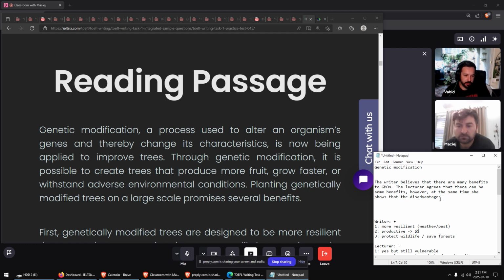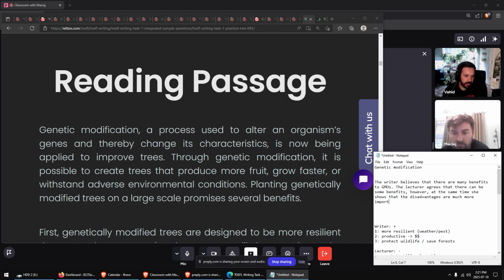So at the same time, she shows that the disadvantages far outweigh the advantages that the writer mentioned. Okay. Outweigh means be more than. Far means actually by a lot. Much more than. The disadvantages are much more important than the advantages. I'm trying to use the easiest words we can use, but I want you to finish it.